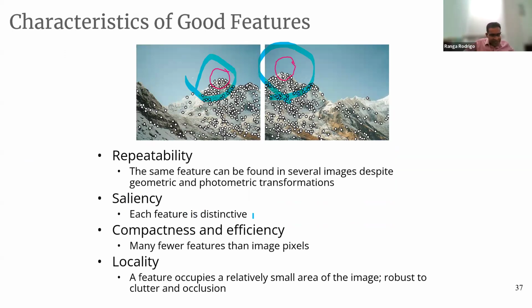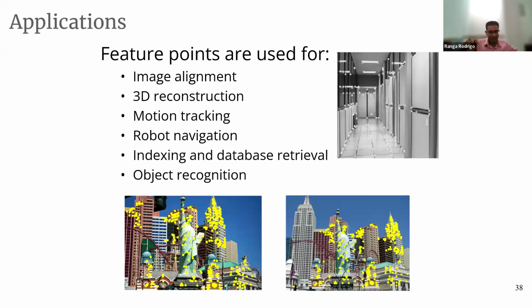Saliency: each feature is distinctive, and must be different from the other features. Compactness and efficiency: many fewer features than image pixels. Locality: a feature must occupy a relatively small area of the image, robust to occlusion. You don't need 200 by 200 pixels to represent one. That's the idea of it.